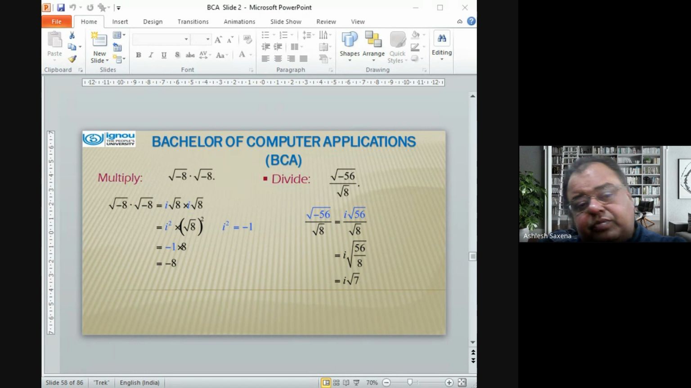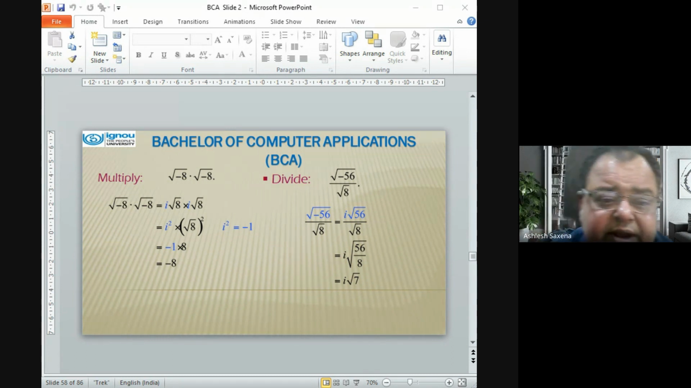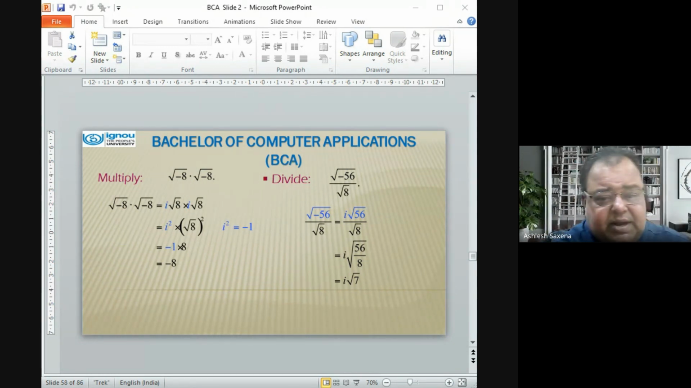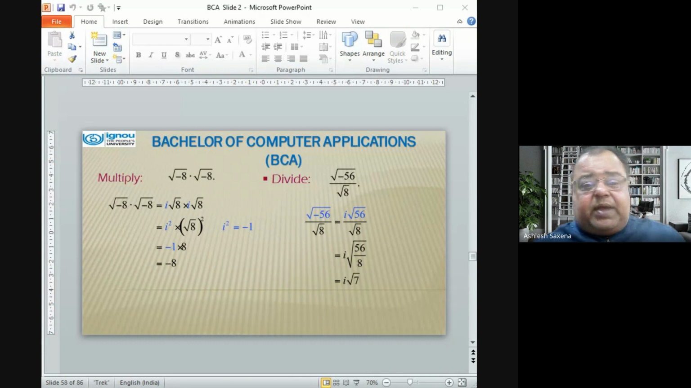In the second example, we are talking about division. A complex number is in the form of p by q. So your under root minus 56 can be written as iota under root 56 as usual, and in the denominator it will remain as under root 8. Now we will bring these two numbers in a single square root. So it will become iota under root 56 by 8. 56 by 8 can be reduced to 7. So we get iota under root 7.